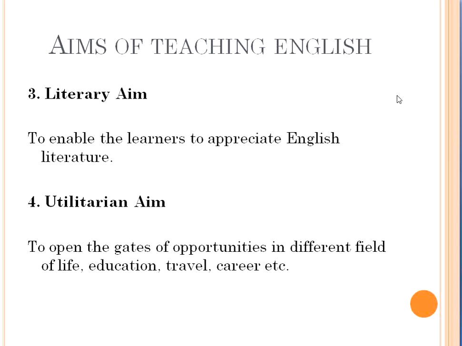So if a person knows English well, then he or she might go through an ocean of opportunities in different fields. For example, life, education, travel, career, etc. Getting the point? So if a person knows English, then he will get opportunities in future, in further education. And if a person knows English well, then his travel becomes very simple. And if a person knows English, then he or she might get an ocean of opportunities to build up his or her career. So in a sense we can say this is the utilitarian aim of English language.